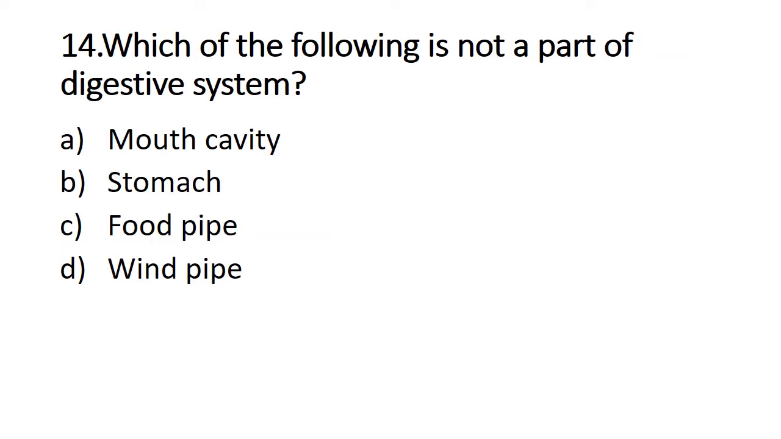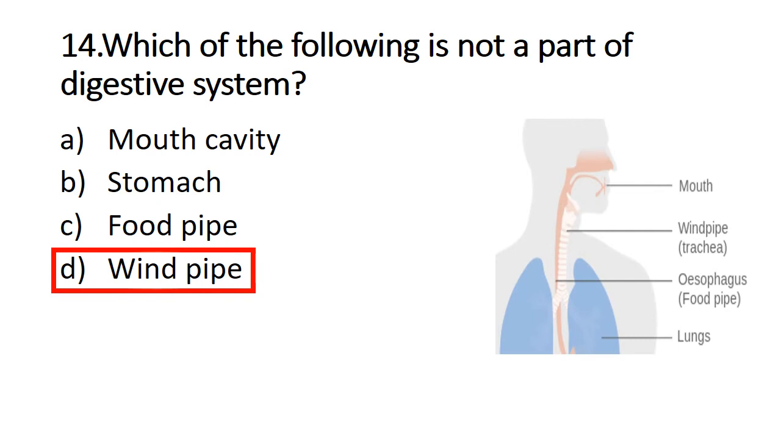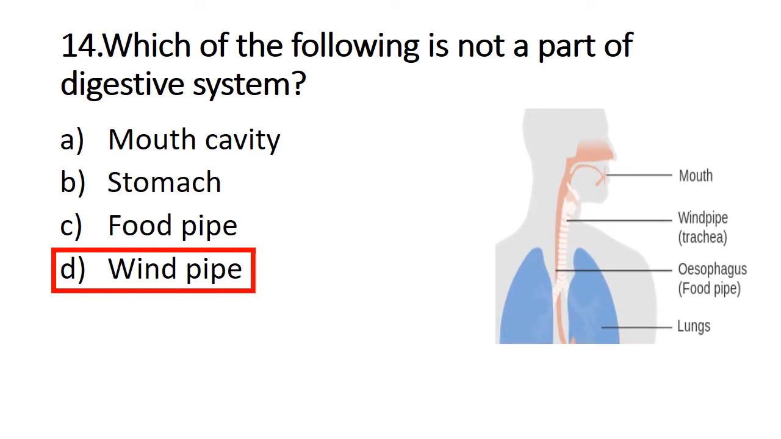Which of the following is not a part of our digestive system? A. Mouth cavity, B. Stomach, C. Food pipe, or D. Windpipe. So, the correct answer is option D. Windpipe. As you can see, as we chew the food comes from the oesophagus that is known as food pipe, and beside that is windpipe which is known as trachea. Let's move on to the 15th question.